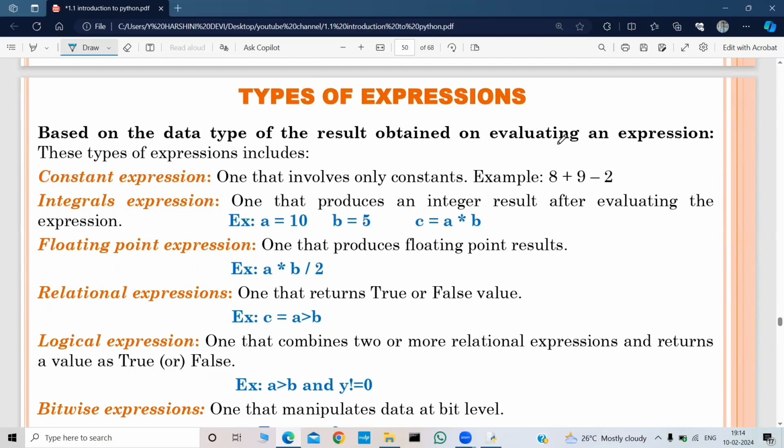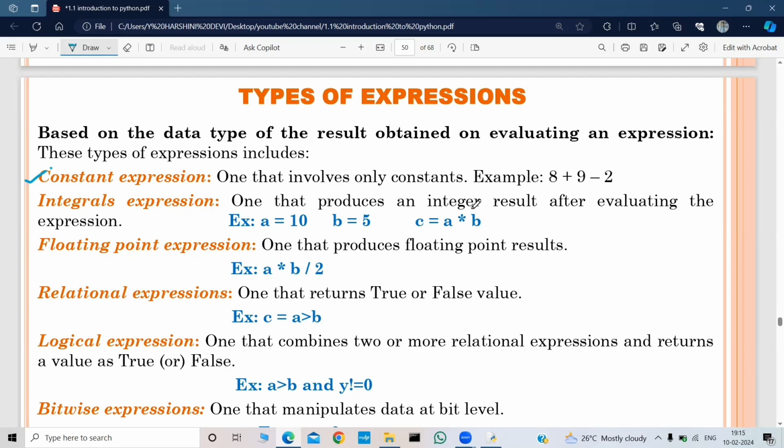Based on the data type of the result obtained on evaluating an expression, these types of expression include constant expression, one that involves only constants. Example, 8 plus 9 minus 2. So in this expression, we have only taken constants. There are no variables in it. So this is a constant expression.